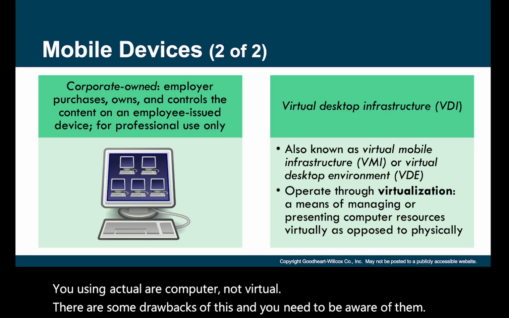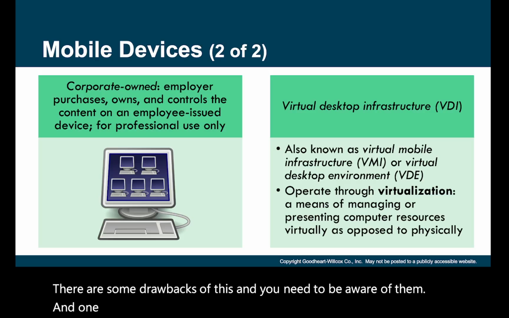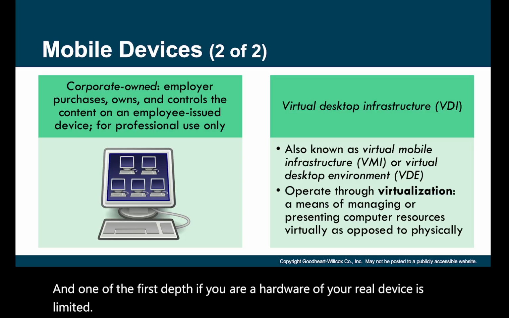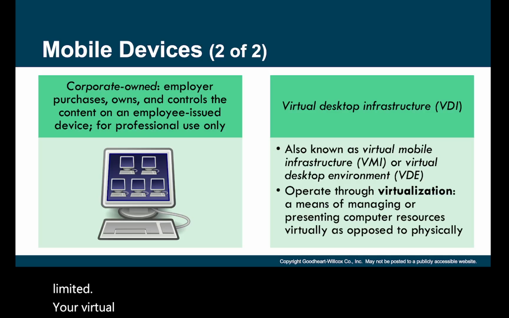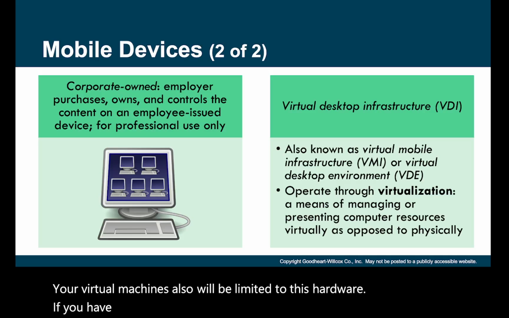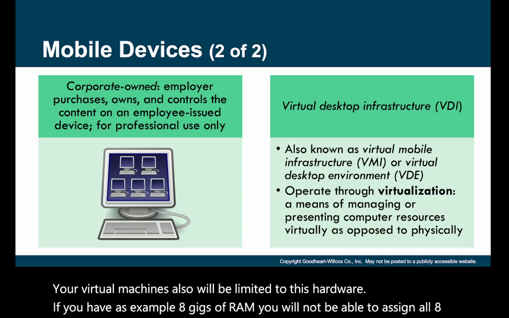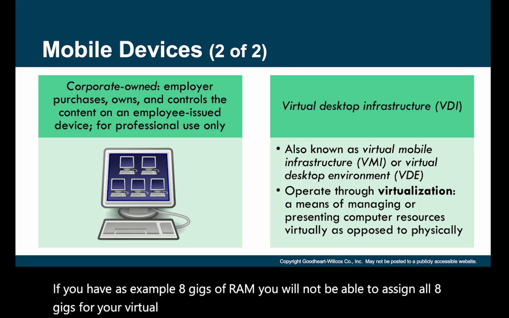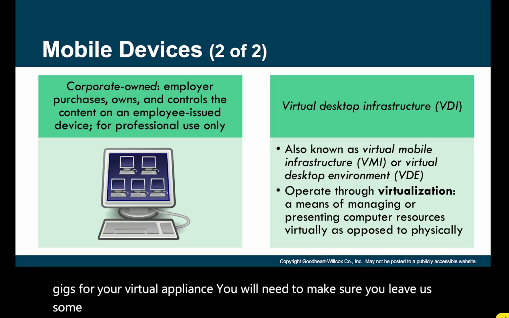One of the first is that if the hardware of your real device is limited, your virtual machines will also be limited to this hardware. If you have, as an example, 8 gigs of RAM, you will not be able to assign all 8 gigs to your virtual appliance. You will need to make sure you leave some RAM to run your operating system.